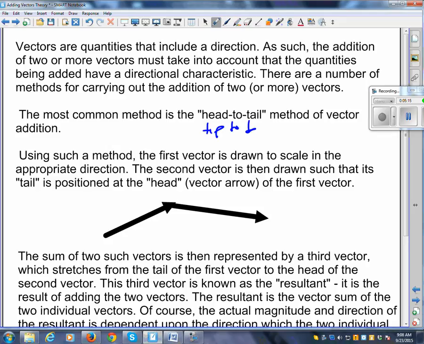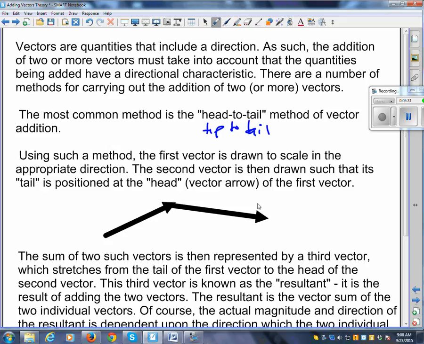The most common method is the head to tail, or I often say tip to tail. And each and every group did it without me telling you to do it the other day. Okay, tip to tail method of vector addition. Using such a method, the first vector is drawn to scale in the appropriate direction. The second vector is then drawn such that its tail is positioned at the head of the first vector.